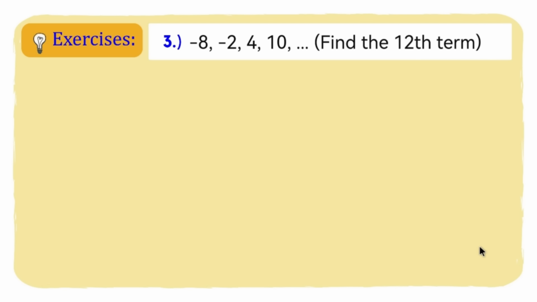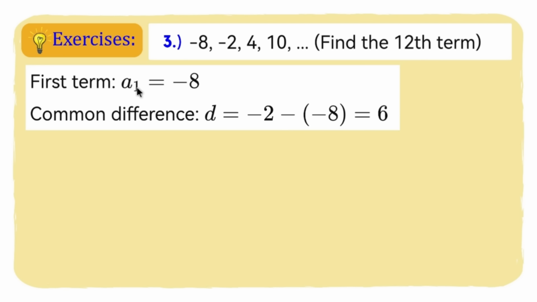Okay, next. Number 3, we have here negative 8, negative 2, 4, and 10. If you notice, this is actually increasing from negative numbers going to positive numbers. Let's find the 12th term. So first, the first term is negative 8. Common difference, you subtract negative 2 minus negative 8. If we reverse it, our answer will be wrong. So, your answer there should be positive 6. Okay? 10 minus 4 is also 6. 4 minus negative 2 is also 6.